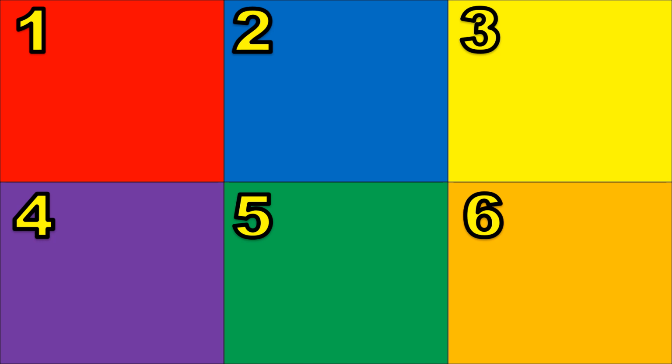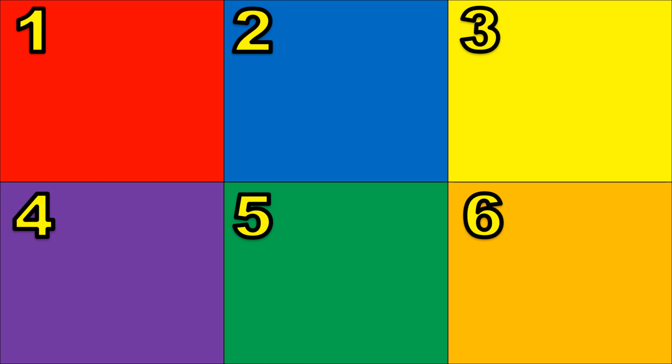Well done, kids. You have spelled all the colors correctly. Now, look at these 6 colors again. Color number 1, 2, and 3 is what we call primary colors. Meanwhile, color number 4, 5, and 6 is what we call secondary colors.